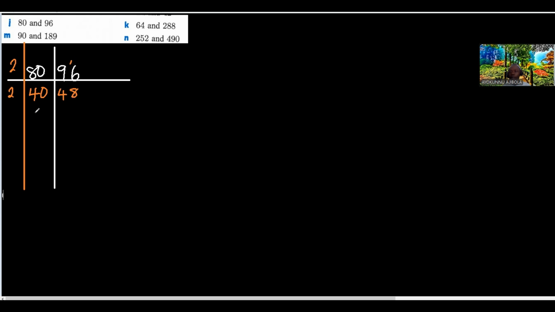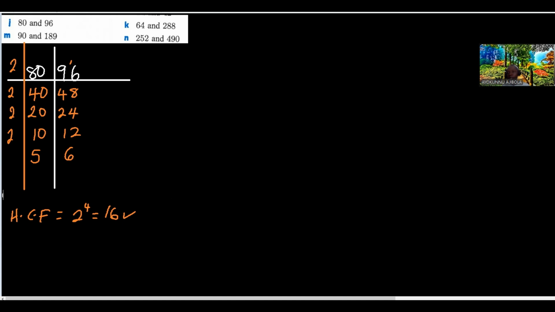2 can go again. 2 in 40 is 20, and 2 in 48 is 24. 2 can go again. 2 in 20 is 10, 2 in 24 is 12. 2 can go again. 2 here is 5, while 2 here is 6. Nothing is common to them again. That's our HCF. Highest common factor, HCF, equals 2 in 4 places, 2 raised to power 4, and that is 16.